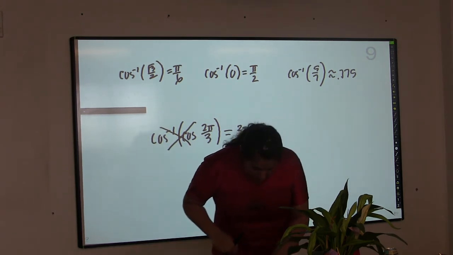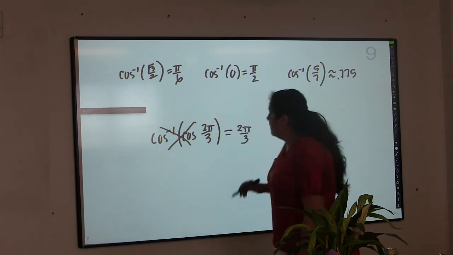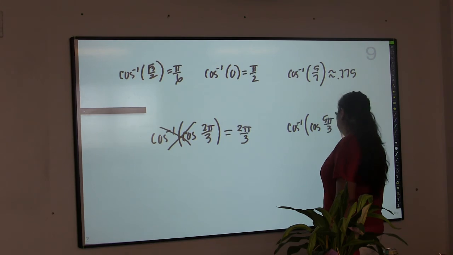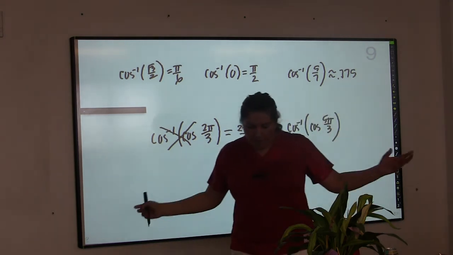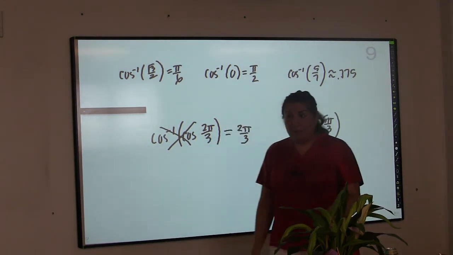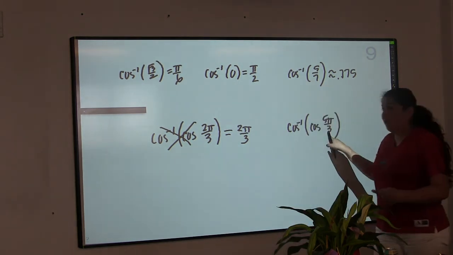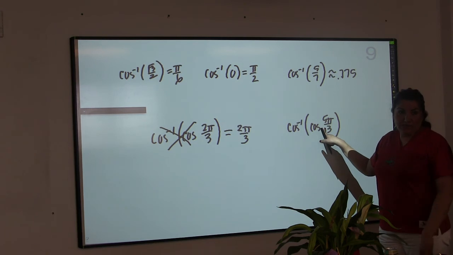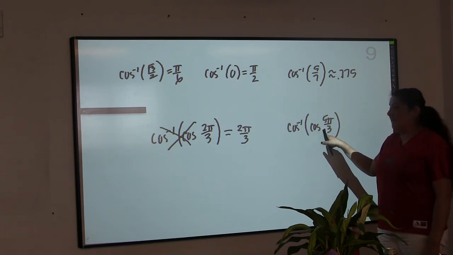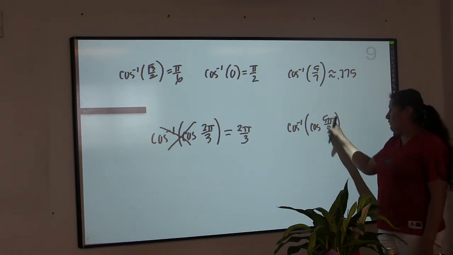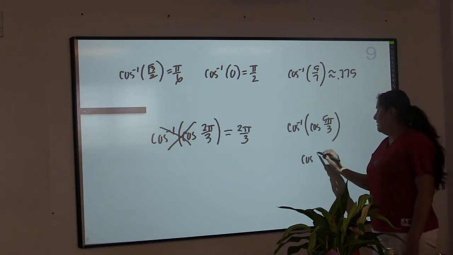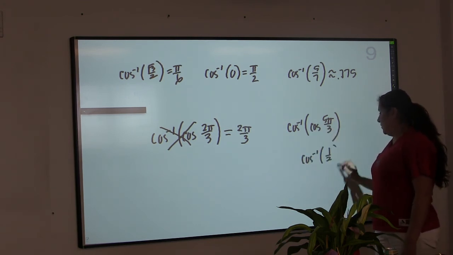What about cosine inverse of cosine 5 pi over 3? Can I cancel those out right away? No, because 5 pi over 3 is bigger than 3 pi over 3, which is 1 pi. So this is too big. It's not in the range. So now I have to go backwards and say, okay, what is cosine 5 pi over 3? 1/2. So cosine inverse of 1/2, and now I can do it.